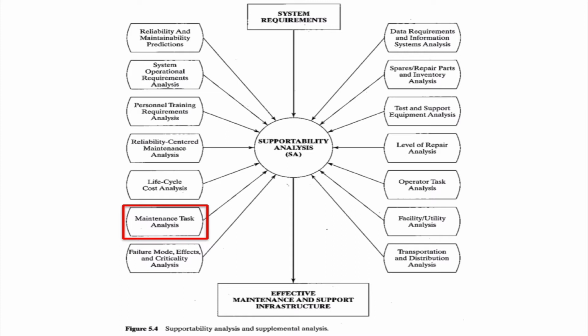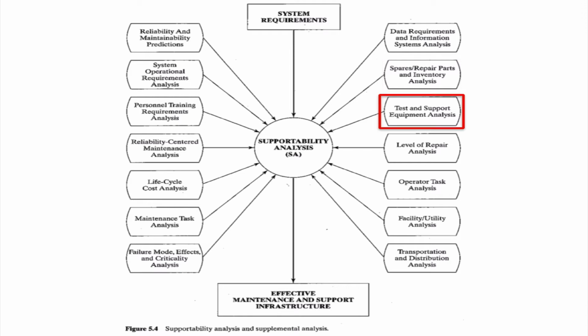This is done for all preventive tasks included in the maintenance plan plus all corrective tasks identified during the RCM analysis. This will also form the basis of artisan training. And FMICA analysis. Essentially, this will be part of the RCM process. A data requirements and information systems analysis. This includes all data used and generated by the system as well as all information systems needed to manage the system. A spares and repair parts analysis, including all inventory to be kept for support.